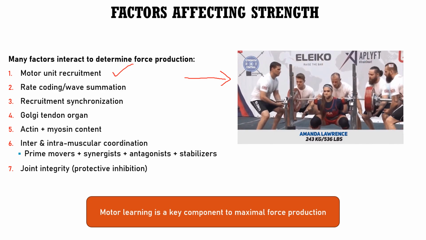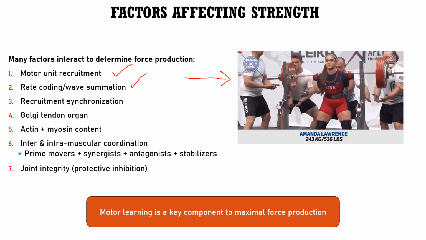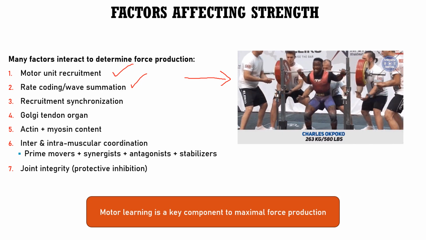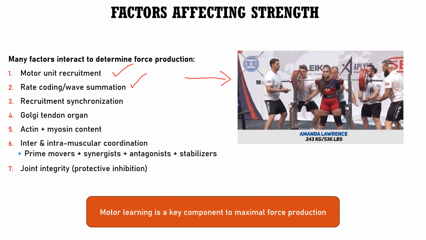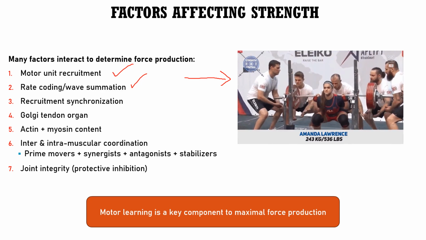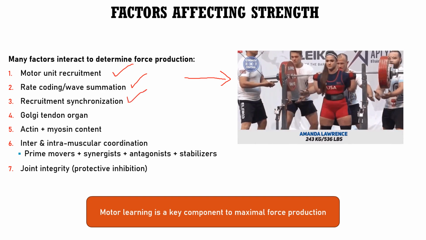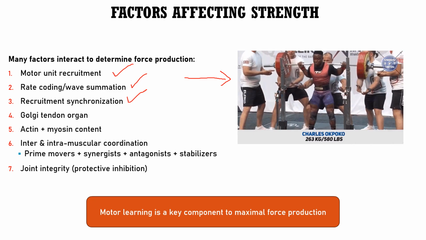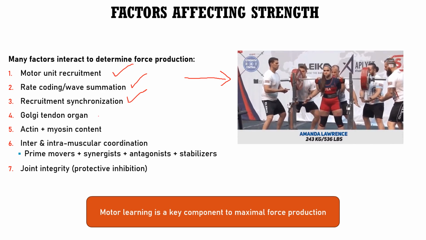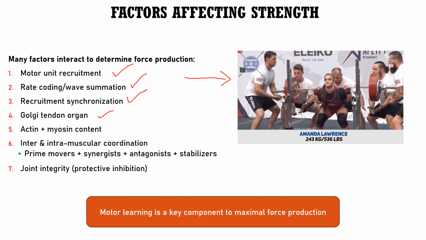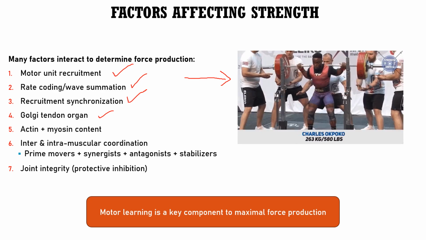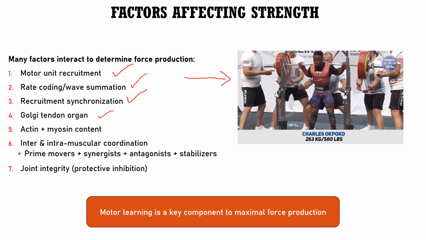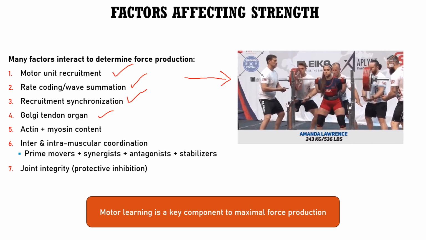Then we have factors such as rate coding. So even though we are recruiting motor units, what is the action potential frequency? Are we maximizing the force production from those motor units? We also have motor unit synchronization. So are we recruiting motor units at the proper timing, etc.? There are other factors such as the Golgi tendon organ. The Golgi tendon organ actually has an inhibitory effect on force production. So how is that responding to the force requirements when we lift heavy?